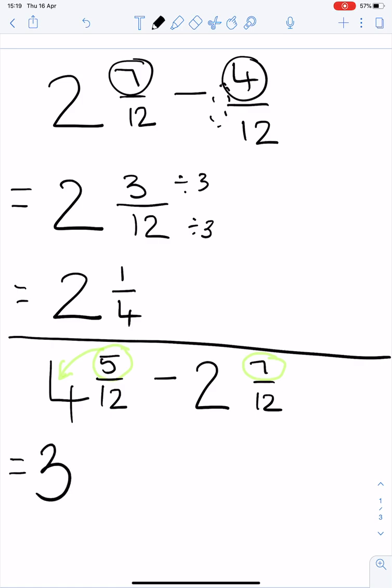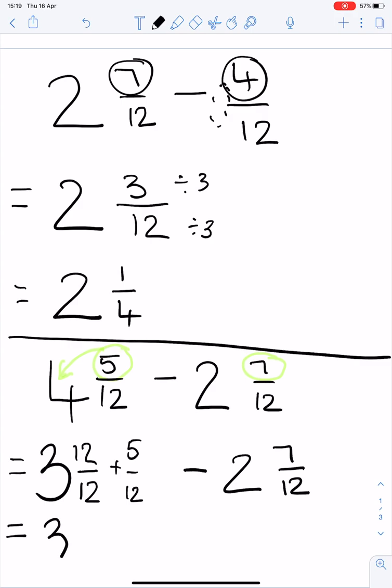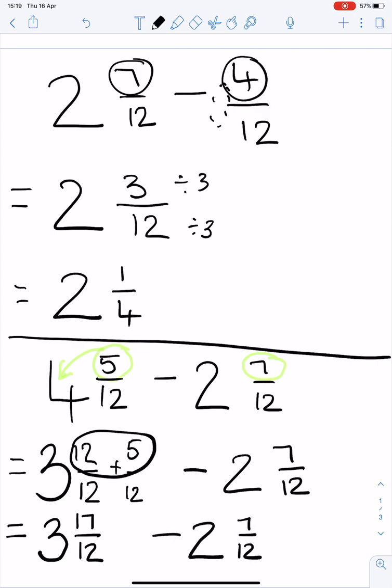4 is 3 plus 1. And you'll agree that 12 over 12 is 1. And don't forget your 5 over 12. Minus 2 and 7 over 12. So this becomes 3. Your 12 plus your 5 is 17 over 12. Minus your 2 and 7 over 12.